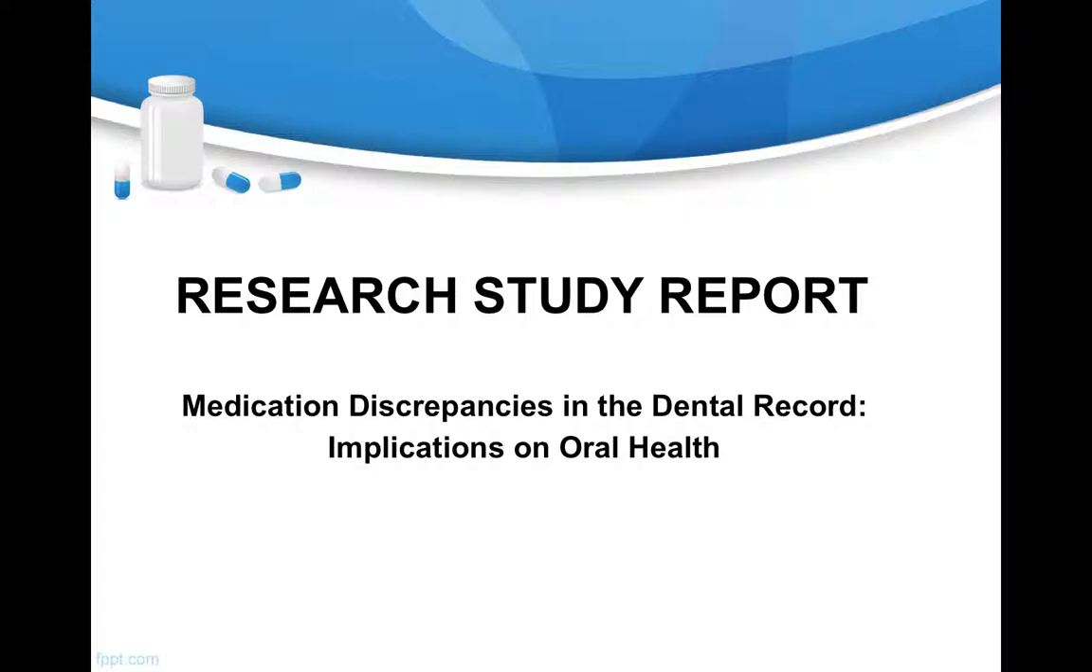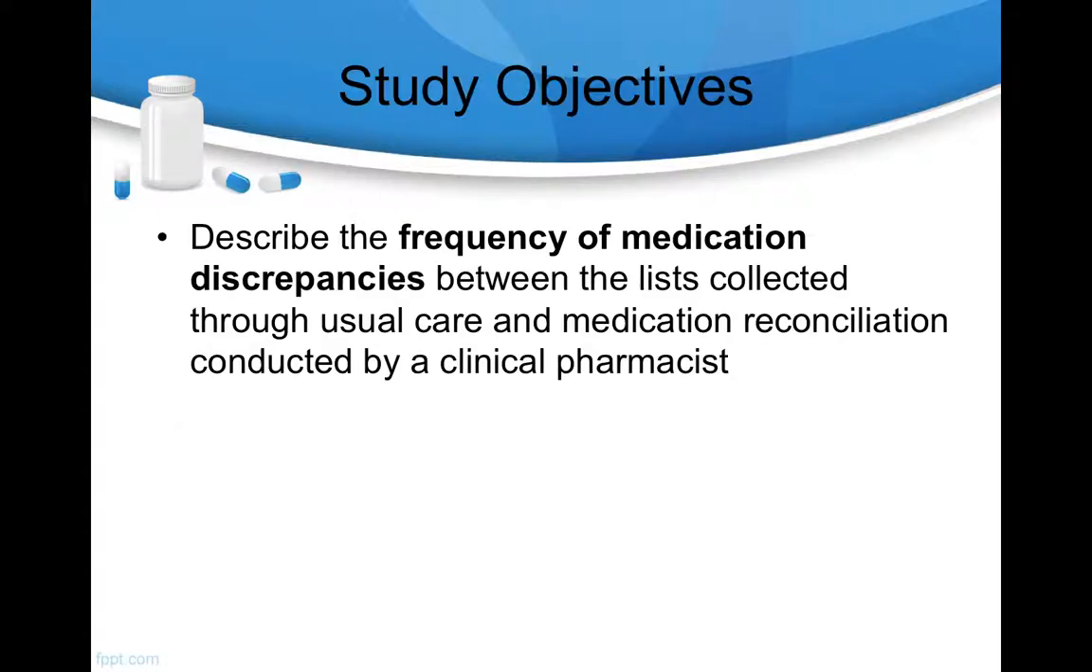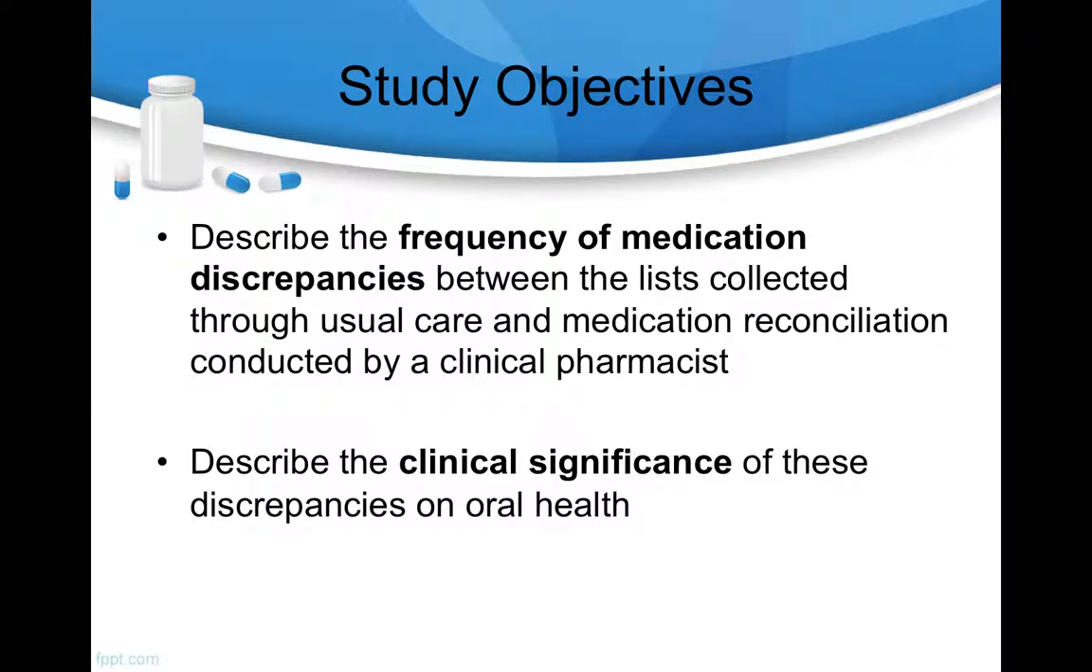Now, I'd like to take a moment to share the study results. The title of the study was Medication Discrepancies in the Dental Record: Implications on Oral Health. The objectives of the study were to quantify medication discrepancies between the lists collected through the usual care by the dental providers and through the intervention of medication reconciliation conducted by a pharmacist. And we also wanted to see whether these discrepancies have clinical significance or not by looking at potential impact on oral health.